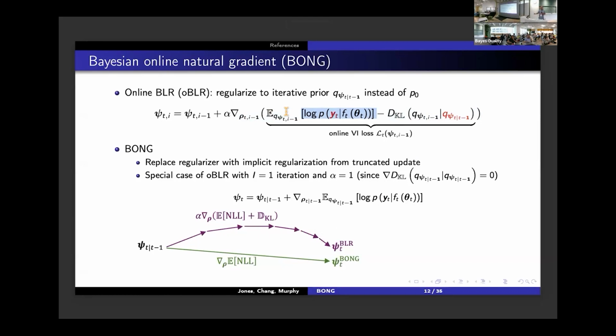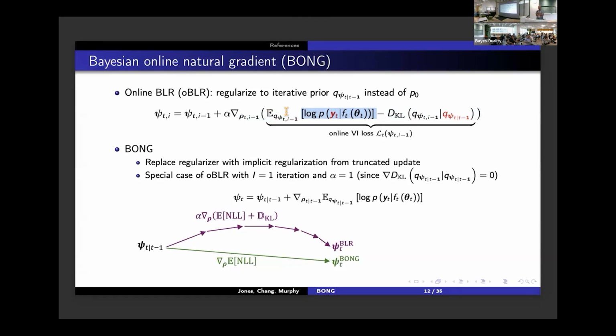We can't run that to convergence. If we run that to convergence, we'll overfit. We'll just fit the current observation. We'll forget everything before that. But if we run a single step, this is the trick, running a single step, we implicitly regularize. So my question was, even with the KL term, why don't you just take a single step?